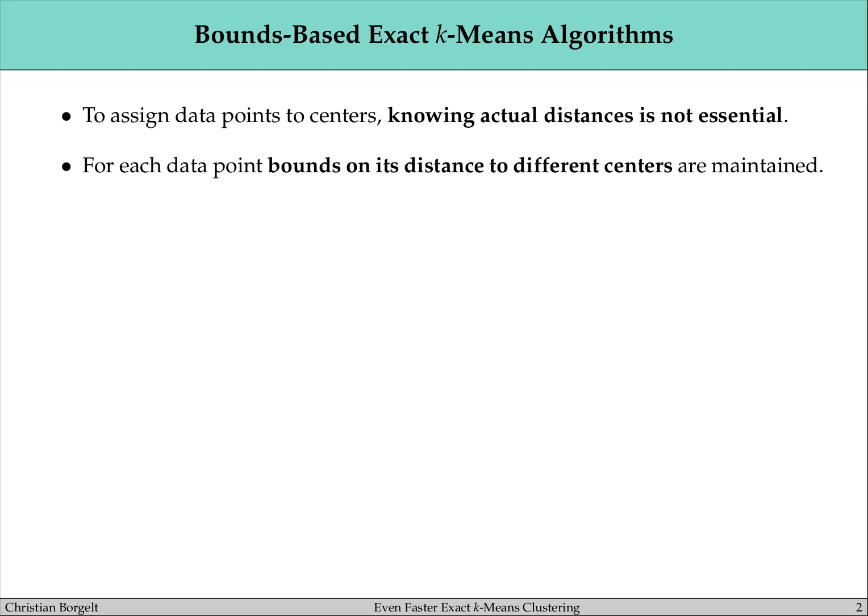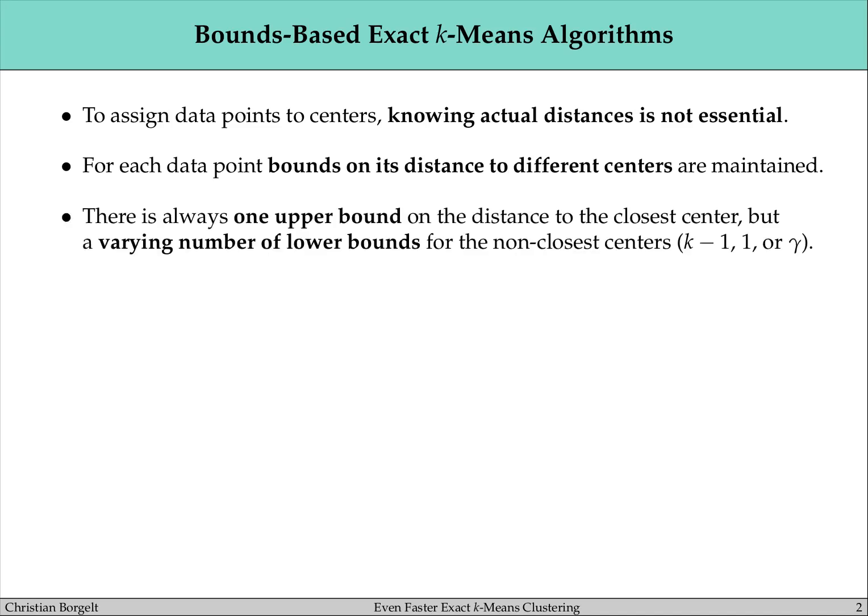Bounds-based exact K-means algorithms maintain for each data point upper and lower bounds on its distance to different centers. However, the number of used bounds differs. There is always an upper bound on the distance to the closest center, but there is a varying number of lower bounds on the distances to the non-closest centers. There can be k-1 lower bounds, one for each non-closest center, one lower bound that combines all non-closest centers, or gamma lower bounds, one for each member of a certain family of subsets of the centers.